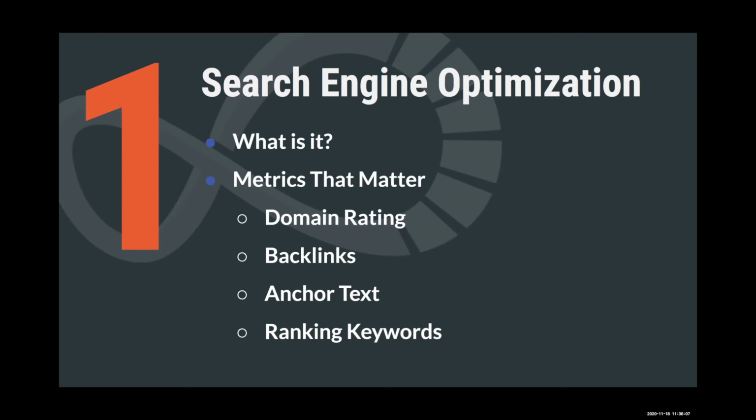The first three there, domain rating, backlinks, and anchor text, are pretty closely related. You'll see how they interplay as we get further into the slides here. And then ranking keywords is kind of the end goal really of those three things, which is the keywords that are relevant to your business, to your website. You want to make sure that you are ranking for as many of those as possible.